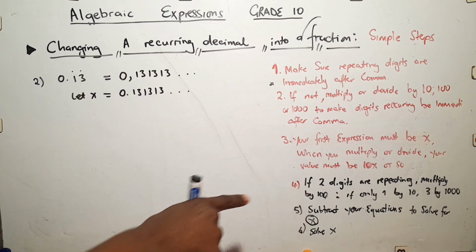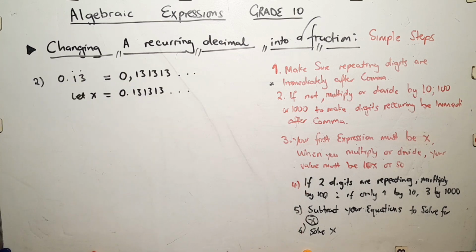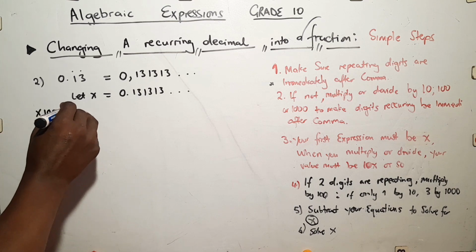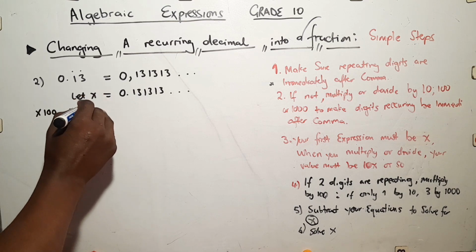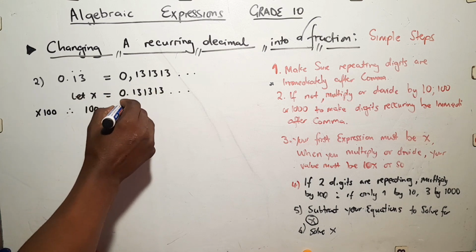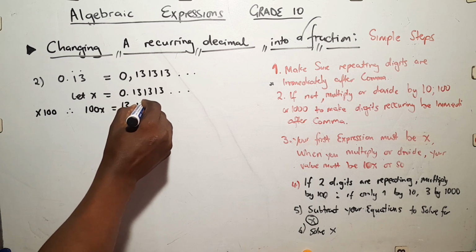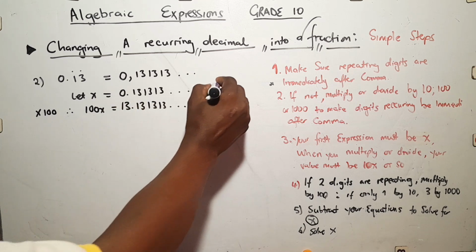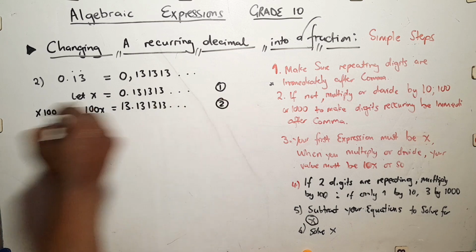So now we are having two digits that are recurring. So two digits recurring will multiply by 100. So we are going to multiply this whole equation by 100. So it means that x multiplied by 100 becomes 100x. And this multiplied by 100, so two digits will move that side. So this will be 13.131313 and so on. So now this is your equation 1, this is your equation 2.